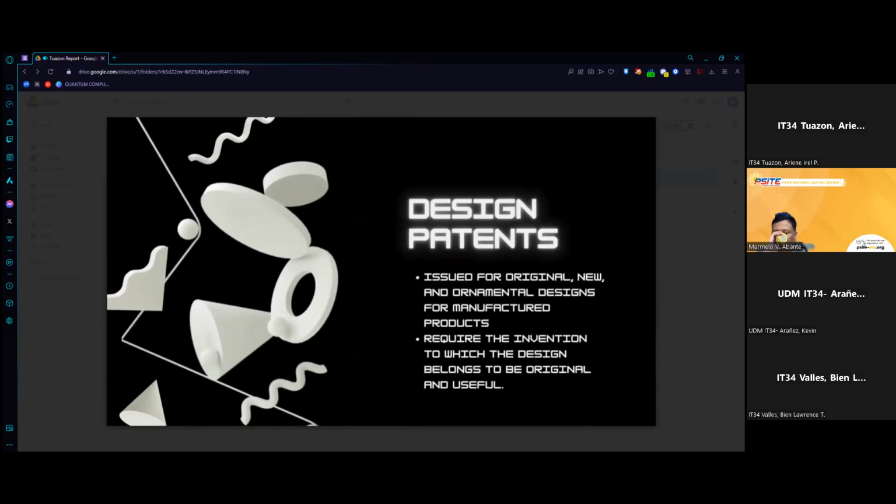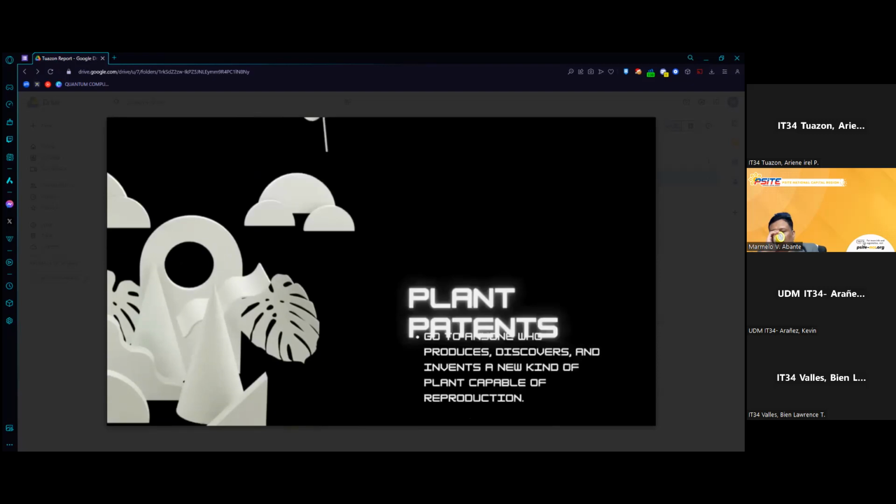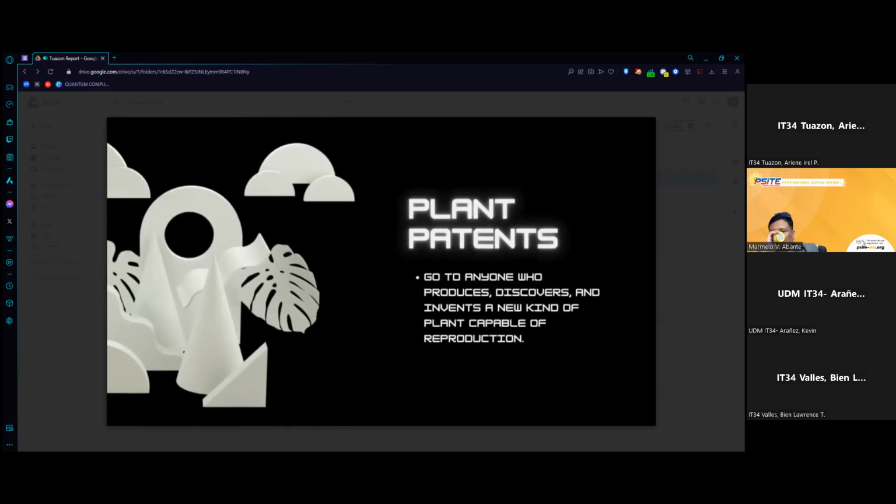Design patents are patents issued for original, new, and ornamental designs for manufactured products. Design patents protect the design or look of something. They require the invention to which the design belongs to be original and useful. Plant patents go to anyone who produces, discovers, and invents a new kind of plant capable of reproduction.